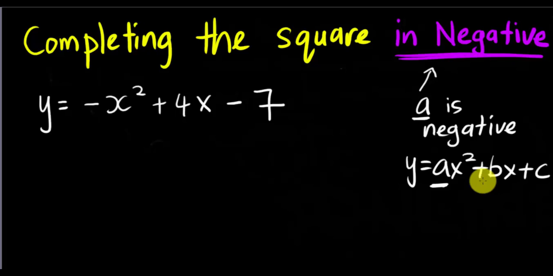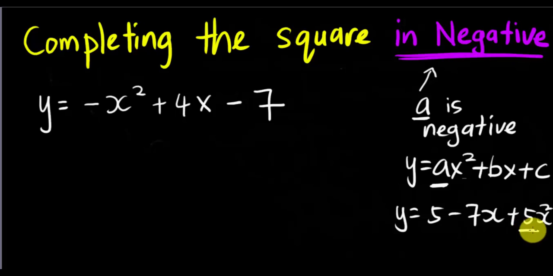Because in your real exam, you will never see A there. A is always the number beside the x squared. Do you see the x squared here? I mean this for quadratic; for a cubic equation it will be different. So A is always the number beside the x squared. For example, if I have y equals 5 minus 7x plus 5x squared, in this case the A will be 5. A is always the number beside the x squared, or we call it the coefficient of x squared in mathematical terms. So the negative here I mentioned is for A.